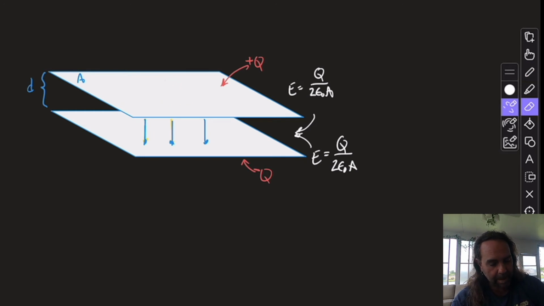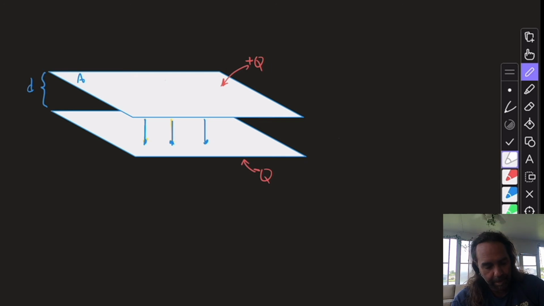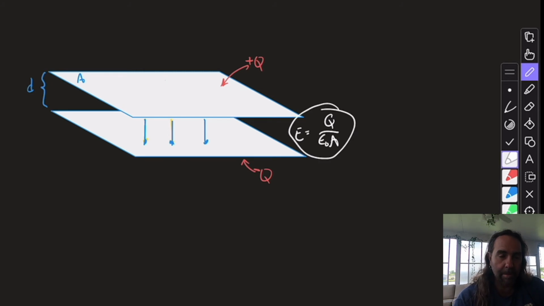But what I also want to recognize is that we get twice the amount of electric field between the two plates of the capacitor. So take those two, add them together, and the electric field between the plates of the capacitor, in this case, is going to be Q over epsilon naught times A, where A represents the area of the plates. So we now have an expression for the electric field between the two pieces of metal. It's a constant because it's a sheet of charge, but it's still the electric field between the two plates.